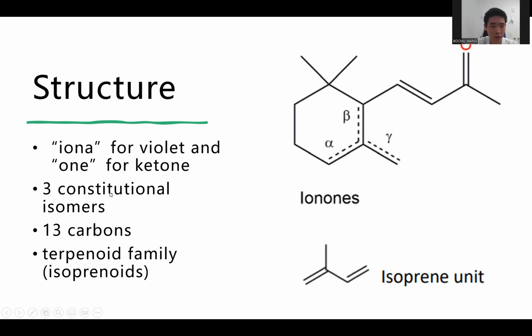It has three constitutional isomers, as Bruno has mentioned. And here is the structure of the ionone. You have alpha, gamma, and beta ionone, with one double bond at a different position. And the beta ionone has the double bond in conjugation with the alpha beta unsaturated ketone right here. And it is a 13 carbon terpenoid or isoprenoid.